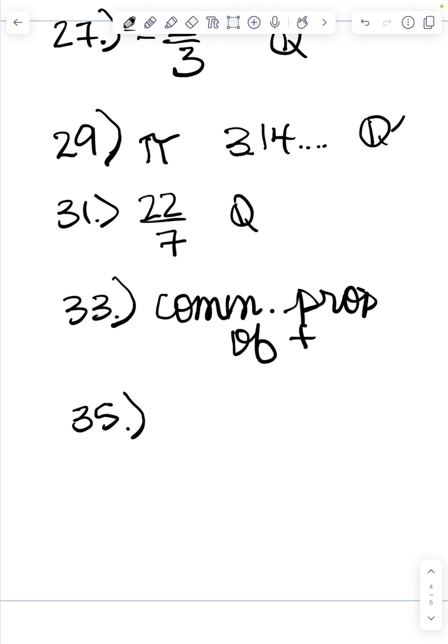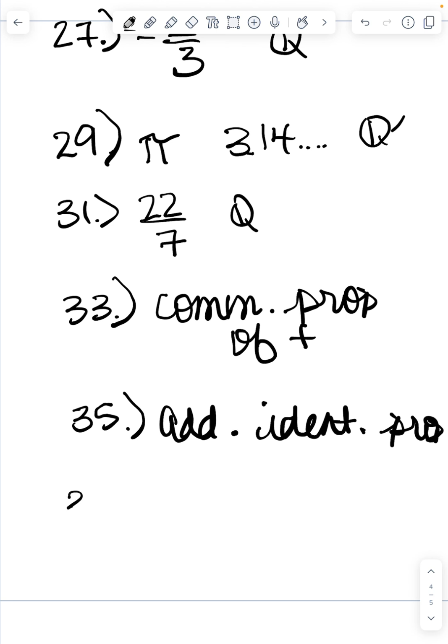Number 35, 5 pi plus 0 equals 5 pi. So anytime you have a number and you add 0 to it and it's the same thing, that's called additive identity. Additive identity property.